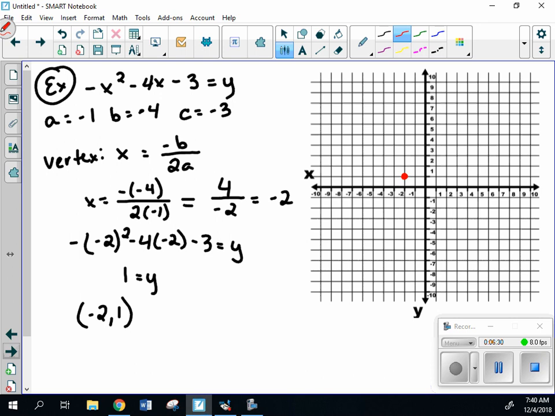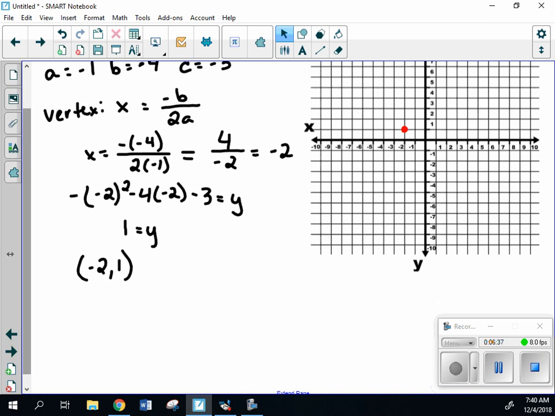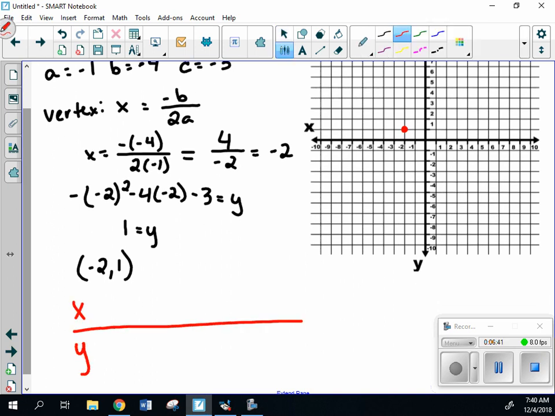I'm either going to go to the right or the left. I have a tendency to always go to the right. You might not like that. It doesn't matter. Your whole goal here is to get your t-chart set up. So negative 2 was our vertex point. So I'm going to go with negative 1 and then 0.